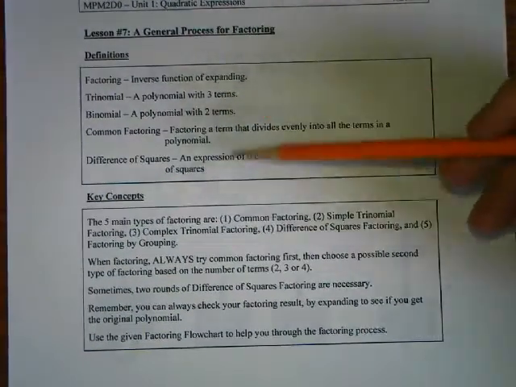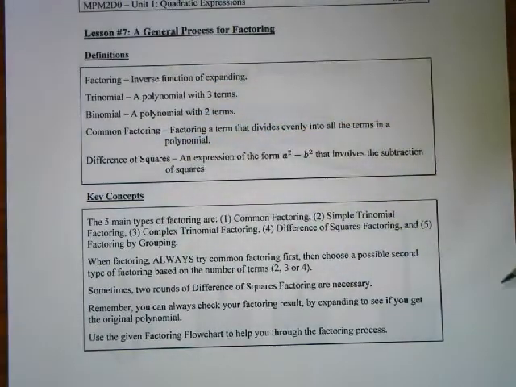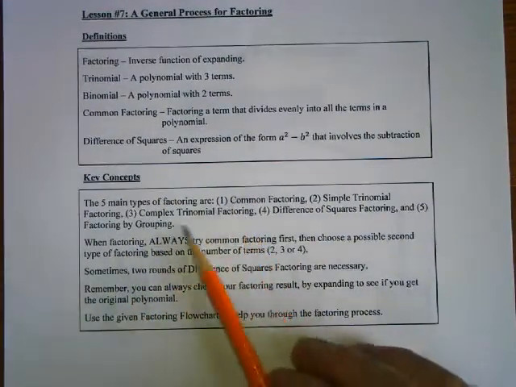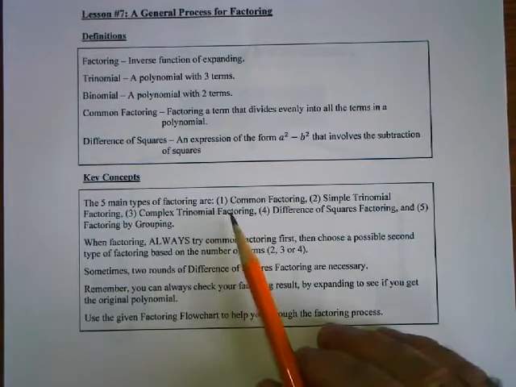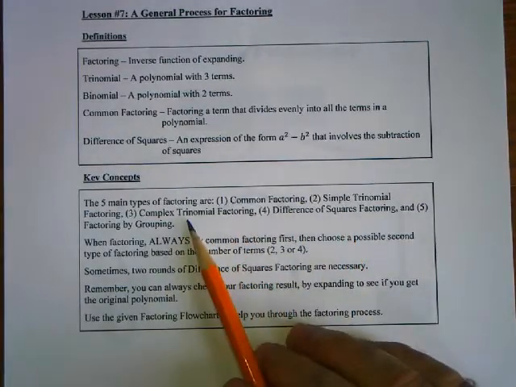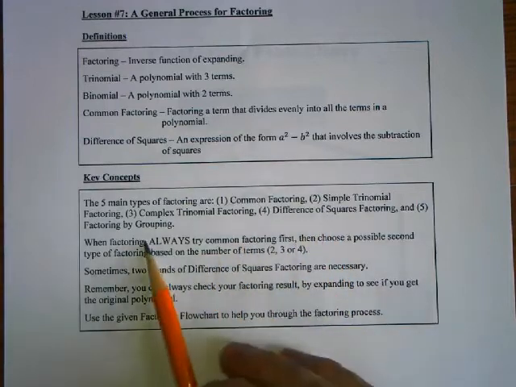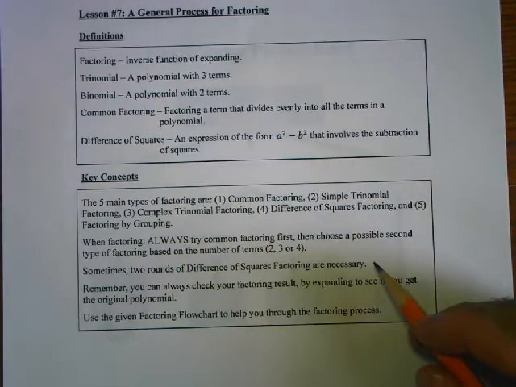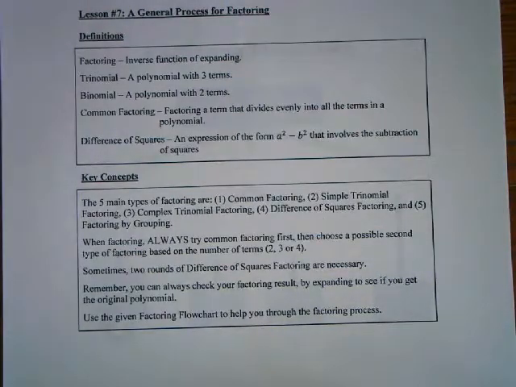So I've got some basic definitions here. These should all be common knowledge for you at this point. And then the concepts. Now I've got 5 types of factoring. So common factoring, simple trinomial, complex trinomial, difference of squares, and the 5th one, factoring by grouping. This one was actually part of common factoring. This is when we had 4 terms, and you grouped the first 2 terms and the last 2 terms, and then common factored each. So in a way, it's a special case of common factoring, but it's going to be considered its own technique in the flowchart. You'll see that in a second.